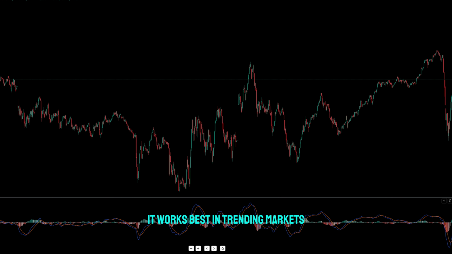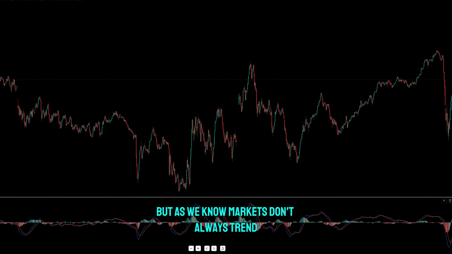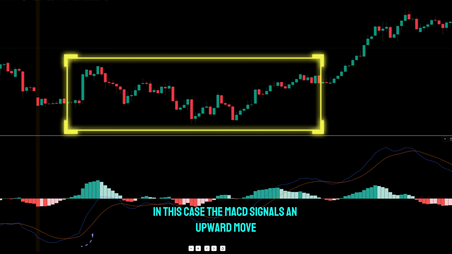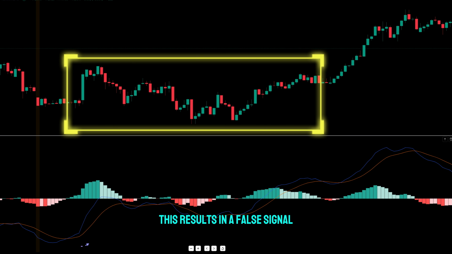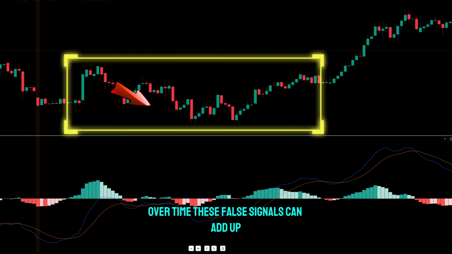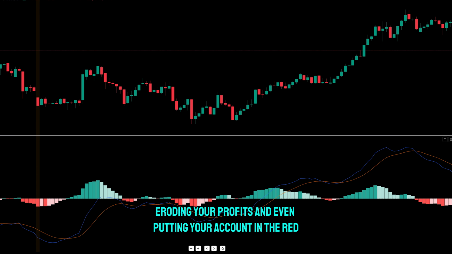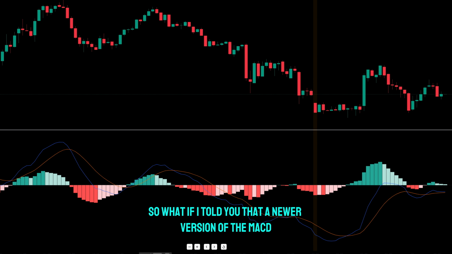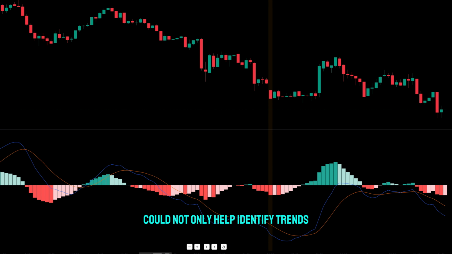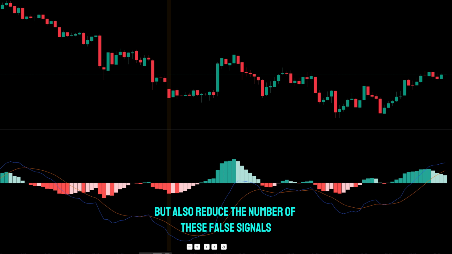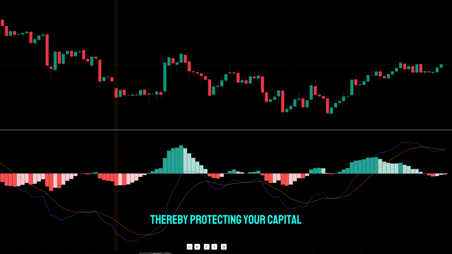It works best in trending markets, but as we know, markets don't always trend. They can often move sideways or range, as we see here. In this case, the MACD signals an upward move, but since the market is in a sideways range, this results in a false signal and the market doesn't go up as expected. Over time, these false signals can add up, eroding your profits and even putting your account in the red. So, what if I told you that a newer version of the MACD could not only help identify trends, but also reduce the number of these false signals when the market is ranging, thereby protecting your capital?